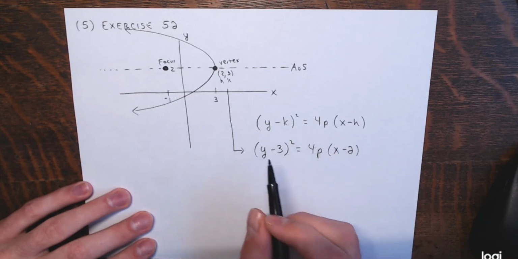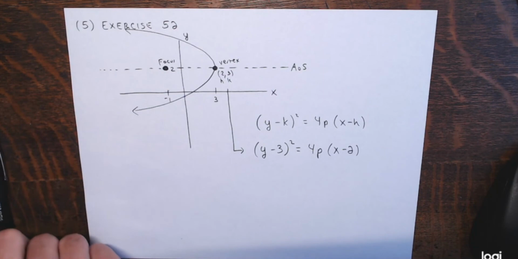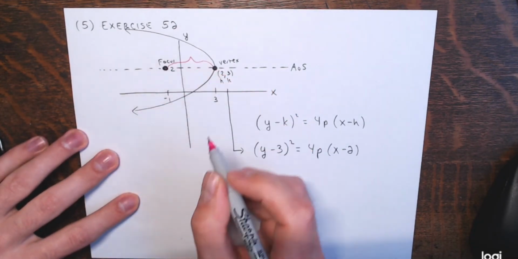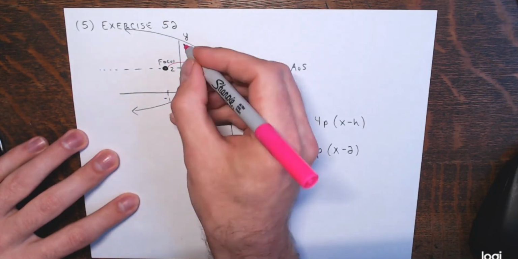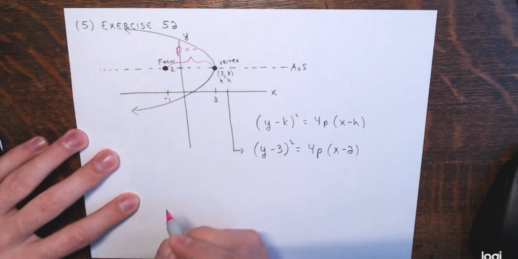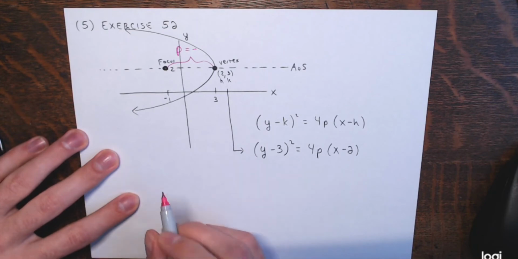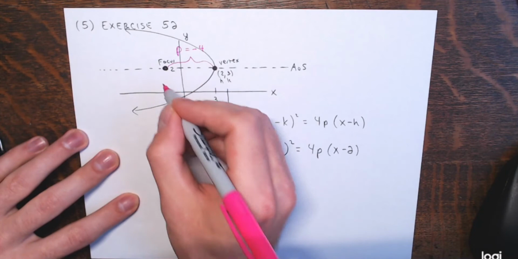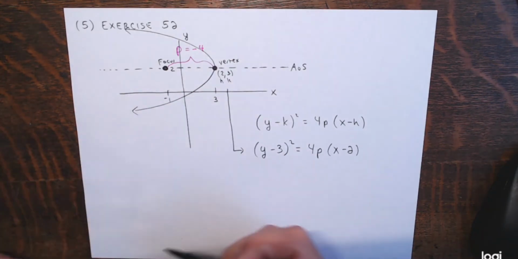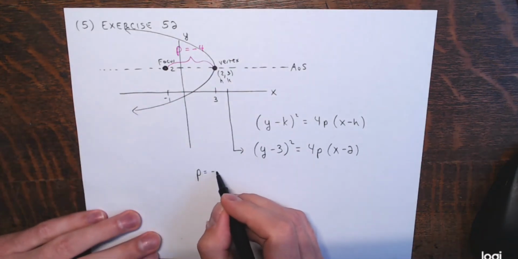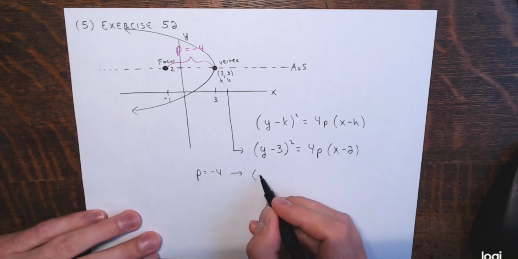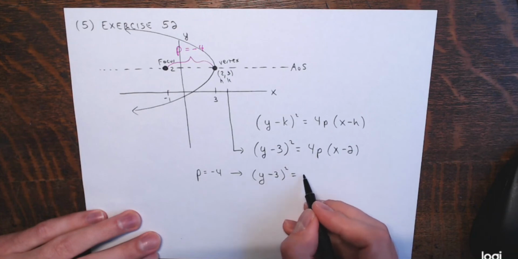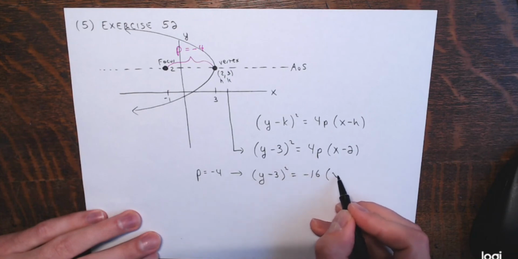And then the value of p is, how do you get from the vertex to the focus? Now notice I'm going left, so the value of p is going to be negative. That's a negative change when you're talking horizontal. And then from 3 to negative 1, that's 4 units. So this is negative 4. I went left 4. So the value of p is negative 4. And I pop that in, and we get the final equation, (y minus 3) squared equals 4 times negative 4, which is negative 16, times the quantity x minus 2.